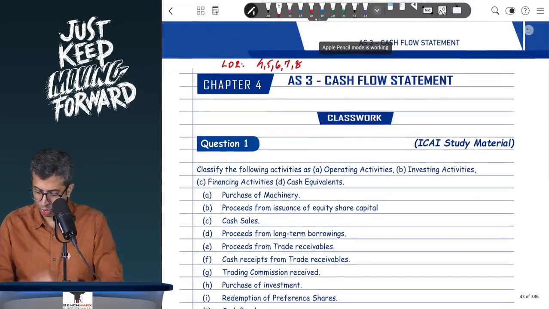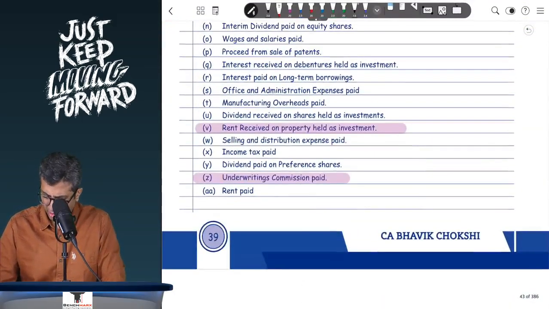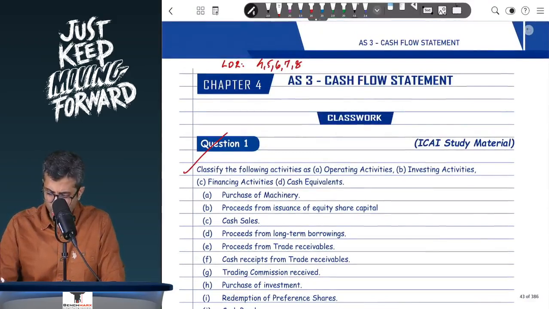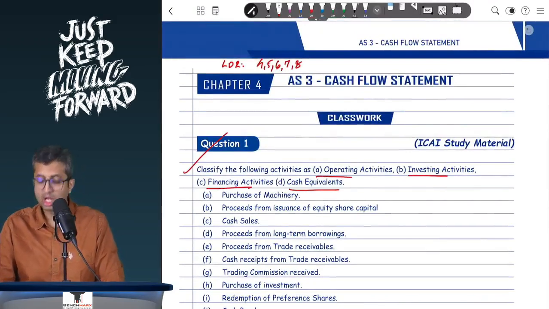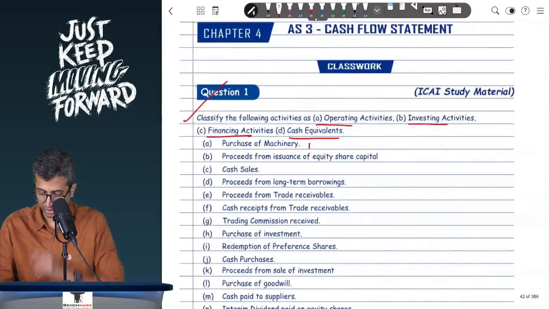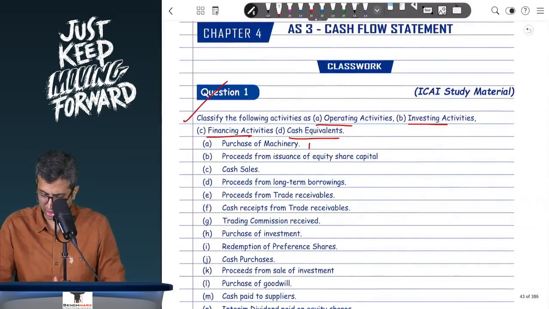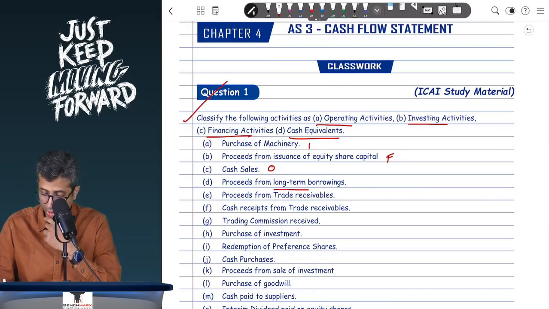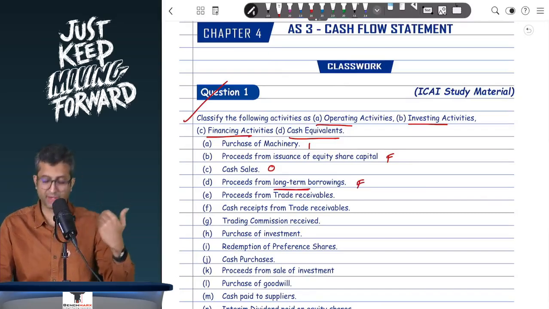So first we go to the accounting standards part. Here you have question number 1. You are required to classify the activities as operating, investing and financing or cash equivalent. So every item we will segregate. Purchase of machinery, investing. Sale proceeds from issuance of equity share capital. Financing, cash sales, operating. Proceeds from long-term borrowings, financing.